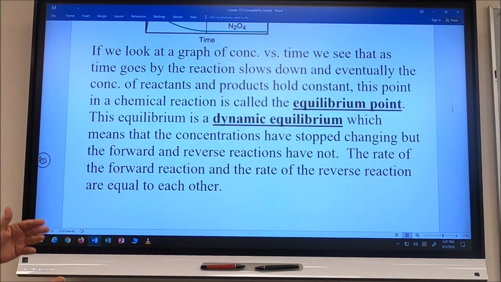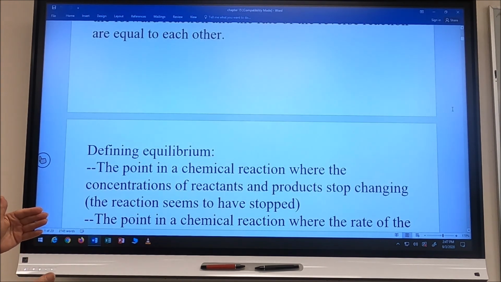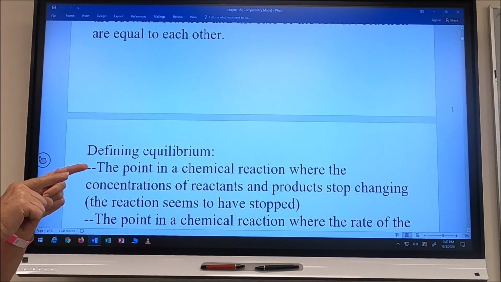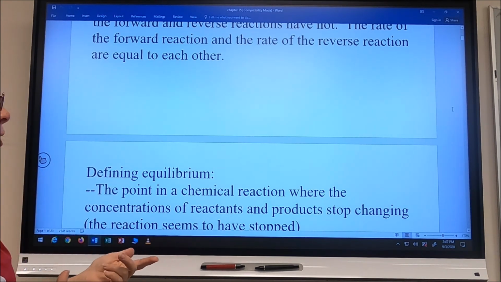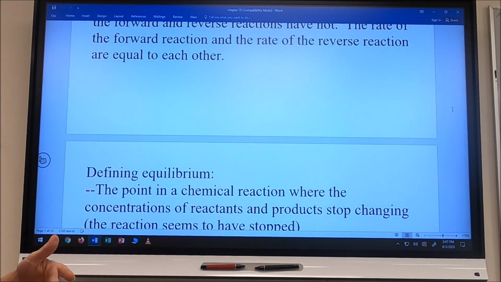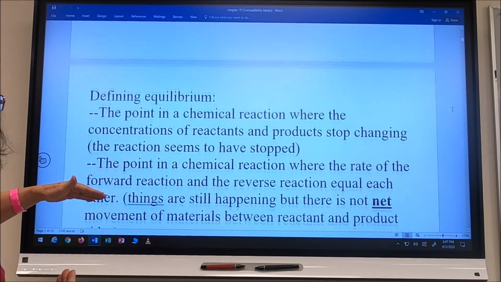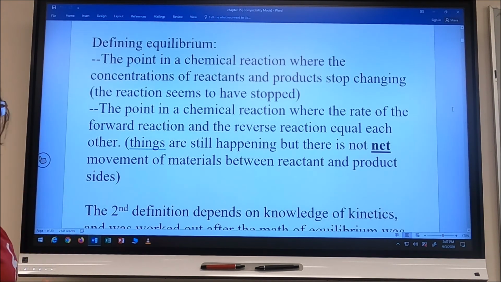Remember last chapter when we were looking at elementary steps and talking about reaction mechanisms, we talked about the fast step coming to equilibrium, waiting for the slow step to happen if the slow step was the second step. Okay, so let's define equilibrium.